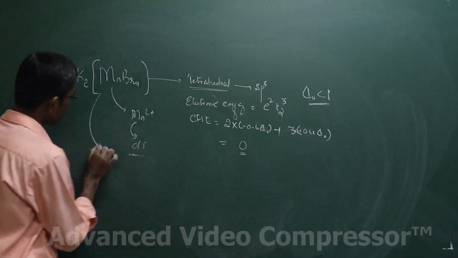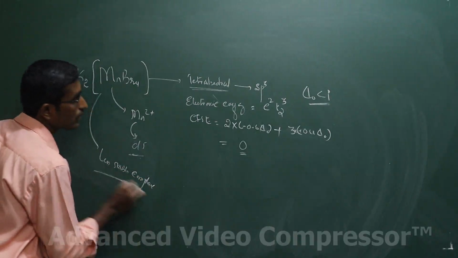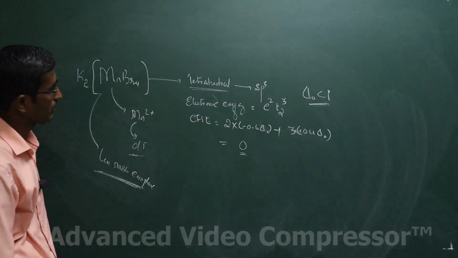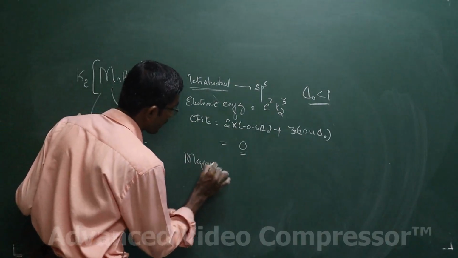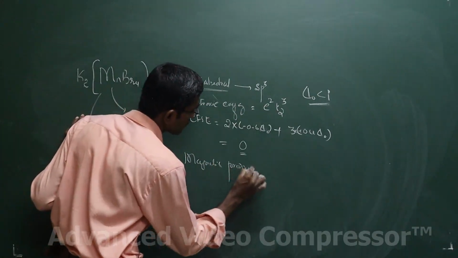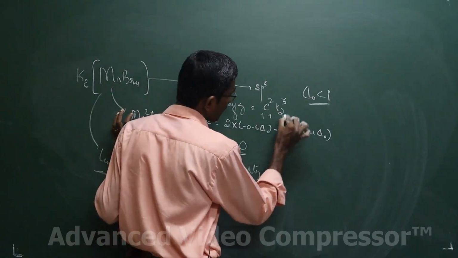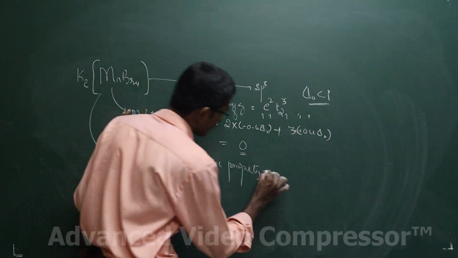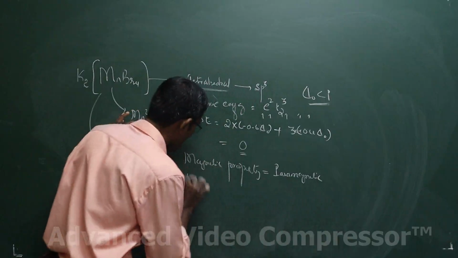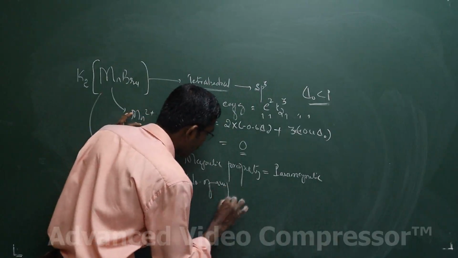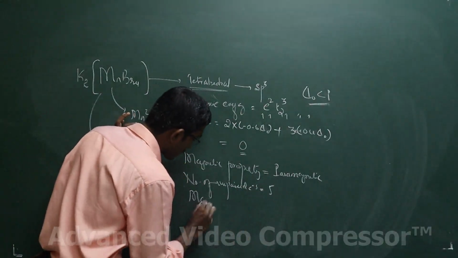This is a less stable complex. Less stable complex. Very clear? So we have done the electronic configuration. Now the magnetic property. If you look at the magnetic property, you will observe this is how the e orbitals will be filled and the t2 orbitals will be like this. It is paramagnetic. The number of unpaired electrons is 5.